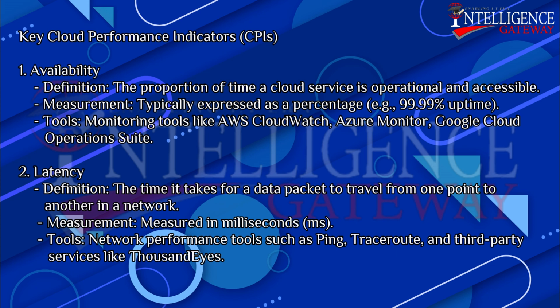2. Latency. Definition: the time it takes for a data packet to travel from one point to another in a network. Measurement, measured in milliseconds, ms. Tools. Network performance tools such as ping, traceroute, and third-party services like ThousandEyes.